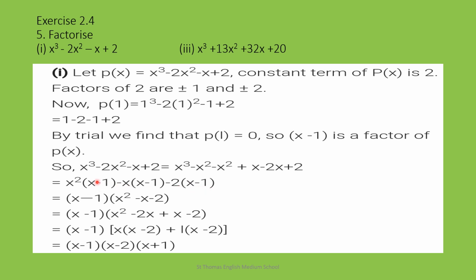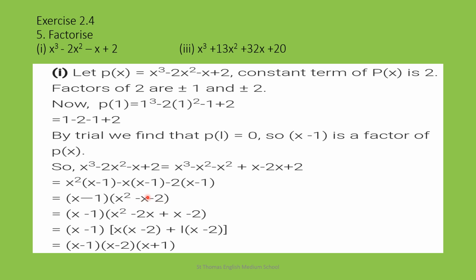Now look into the three terms. You have x minus 1 as a common factor. So you take x minus 1 outside. You will have x minus 1 multiplied by x square minus x minus 2. Now this is a quadratic expression. If possible, you can find the factors by splitting the middle term.